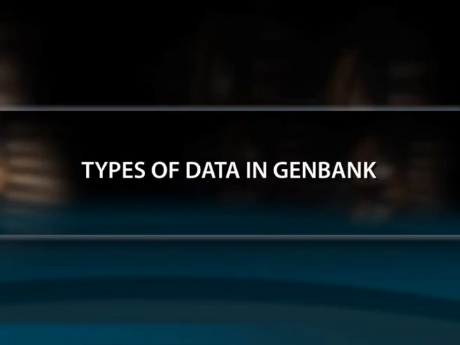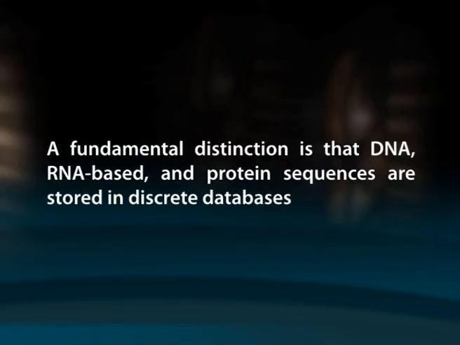Types of data in GenBank. There are a number of molecular sequences in GenBank. A fundamental distinction is that DNA, RNA based and protein sequences are stored in discrete databases. Furthermore, within each database, sequence data are represented in a variety of forms.